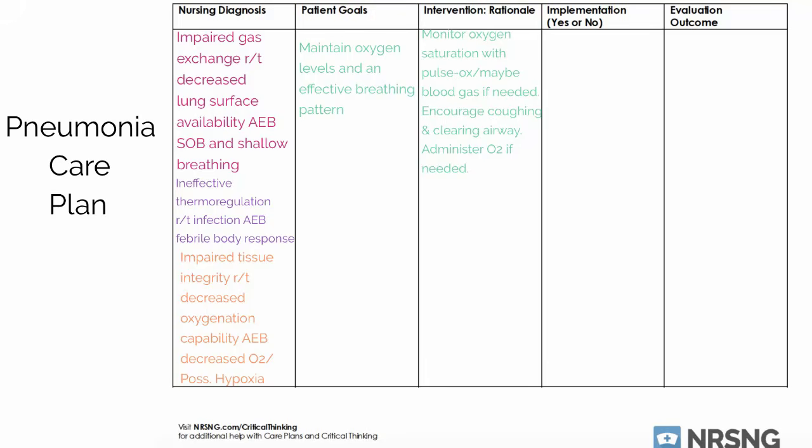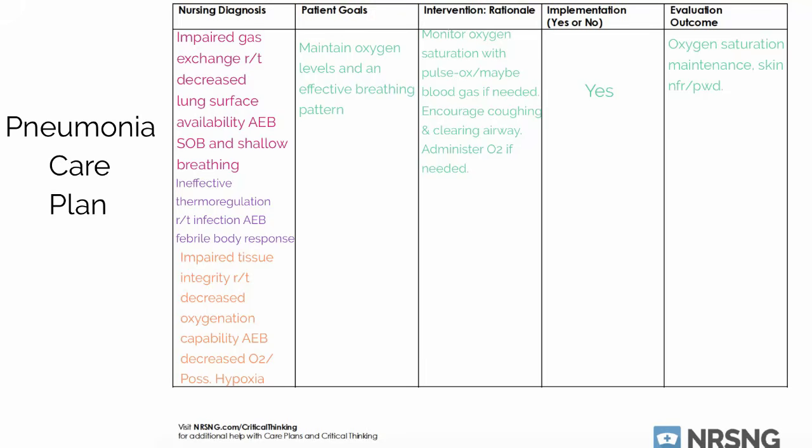And then, of course, if they're hypoxic, you want to administer oxygen. So we could do nasal cannula. We could do it by mask. We could even give them breathing treatments to try and open up their lungs a little bit to increase the surface area for them to receive the oxygen. Yes, we're going to implement that plan, and we will evaluate it by their oxygen saturation maintenance.